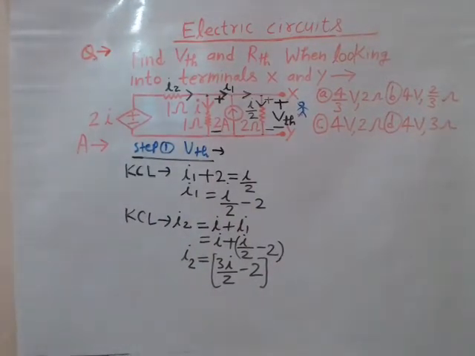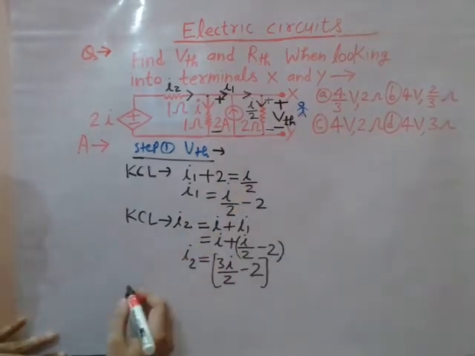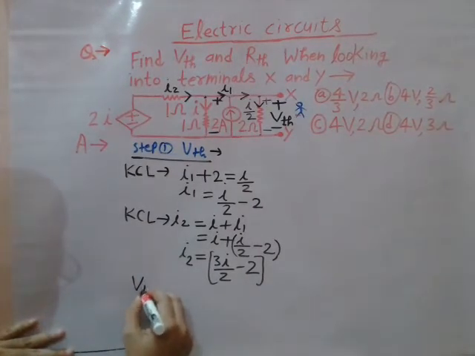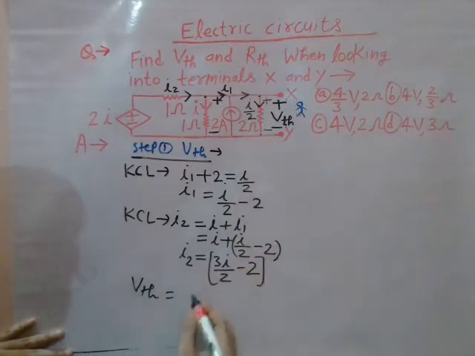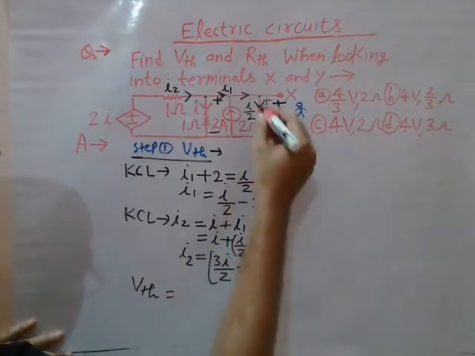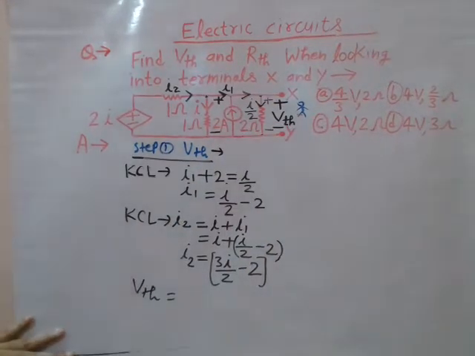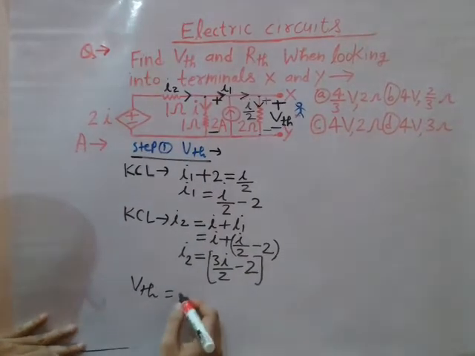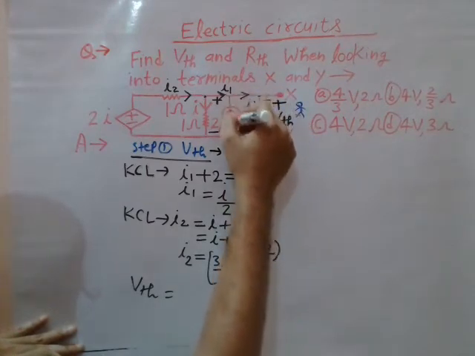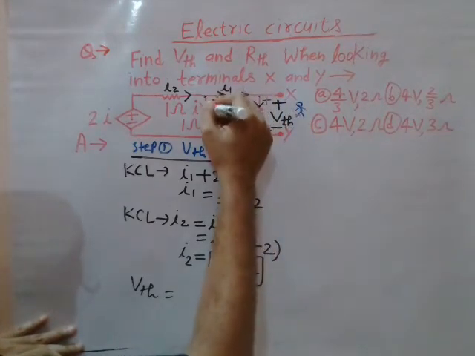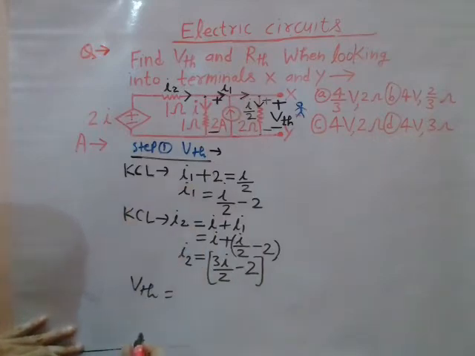Now can you calculate VTH? Have a close look at it. VTH, if you want to calculate, you can write VTH is equal to I by 2 into 2, right? So VTH is nothing but voltage drop across this branch, which is equal to voltage drop across this branch, which is equal to voltage drop across this branch, right?